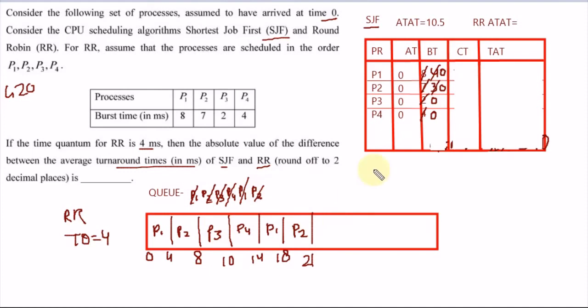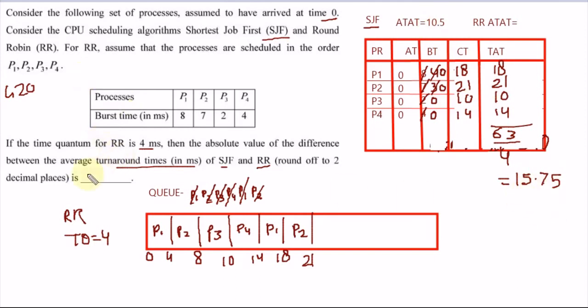So what is the completion time of P1? That is 18. P2 is 21, P3 is 10, P4 is 14. Turnaround time is completion time minus arrival time, and all arrival times are 0, so the turnaround times will be 18, 21, 10 and 14. To find the average turnaround time we add all these and divide by 4. So this value is 15.75, and the SJF value is 10.50.